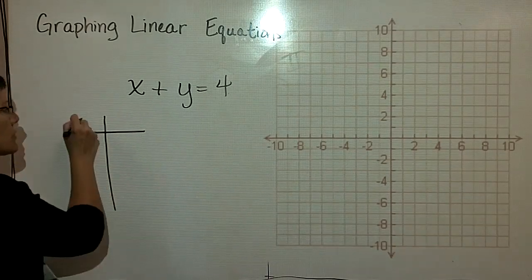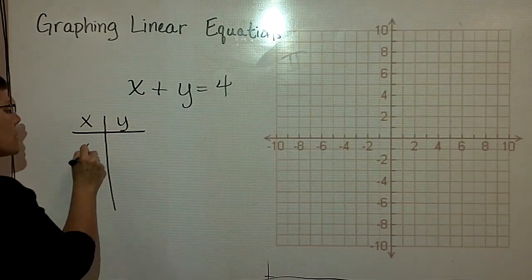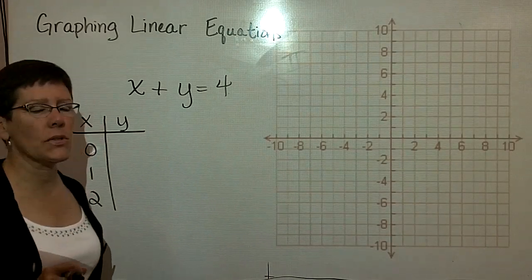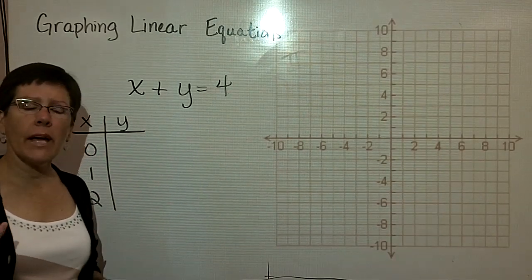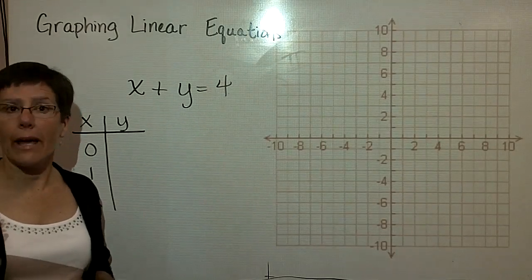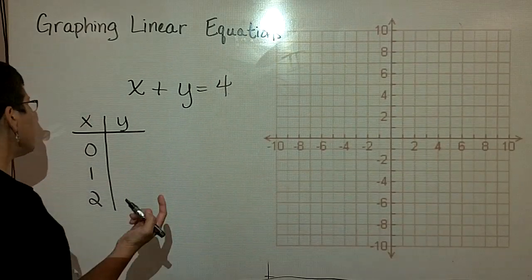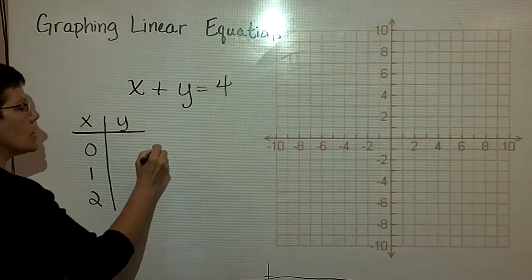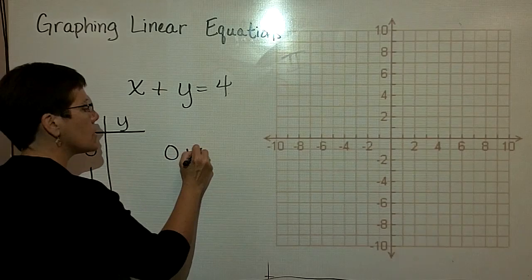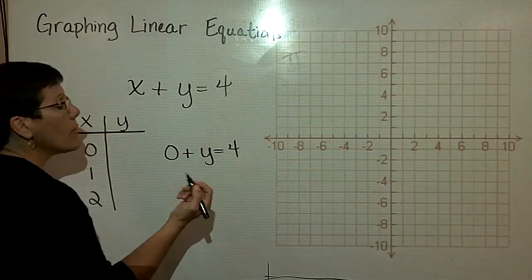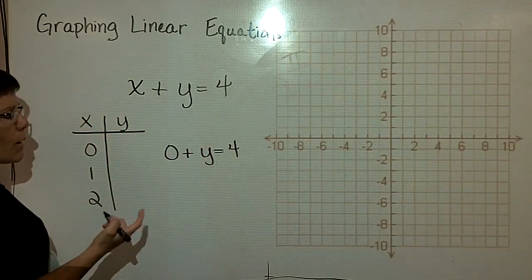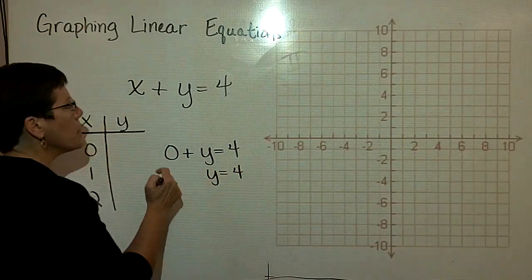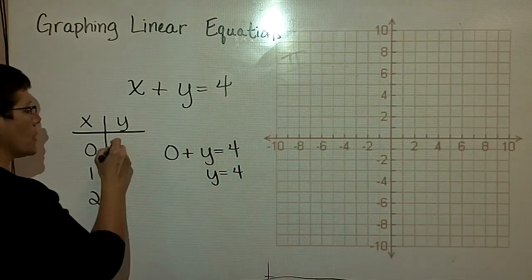When I pick values for x, I'm just going to pick 0, 1, and 2. I avoid negative numbers sometimes. I don't mean to do that on purpose, but they're a hassle to work with, and there's no reason why I have to do it. So I would put in here a value of 0 for x. I want to know what y would have to equal when x is 0, and y would have to equal 4, because 0 plus 4 is 4.